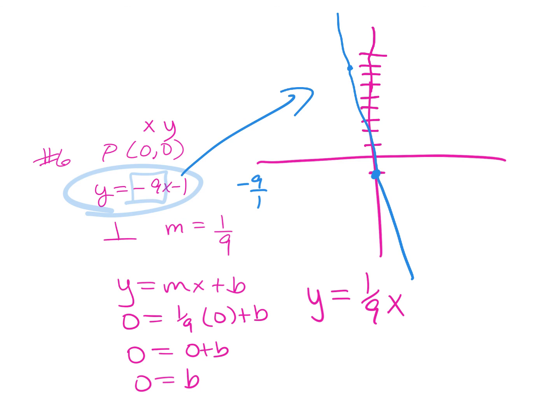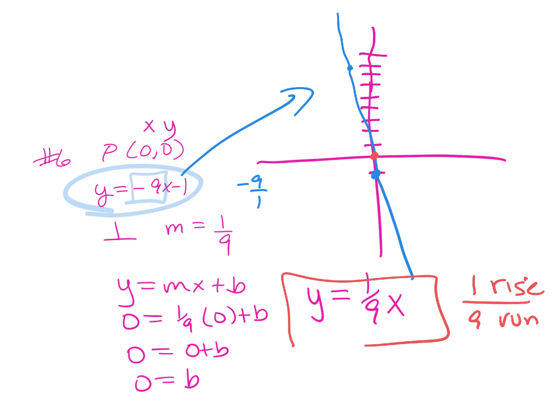And then the other one, I'll do it in red. You start at (0, 0), and I'm going to rise 1 and run 9. So 1, 2, 3, 4, 5, 6, 7, 8, 9. So I go up 1 and over to the right 9, and then connect your points. And that's what the graph should have looked like. So you should have graphed the ordered pairs (9, 1) and (0, 0) for this one.